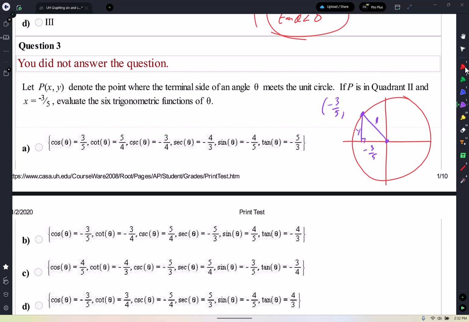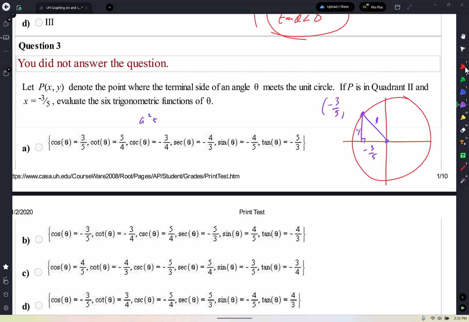I mean, yeah, Pythagorean theorem, right? No? Yeah. It's 4/5. Should be 4/5. Right? 3, 4, 5? No? Okay, I'll show you. Look.